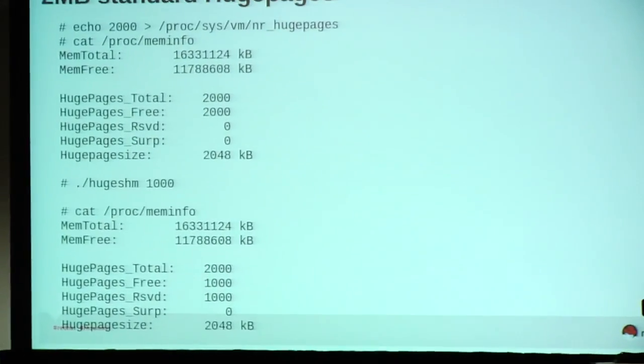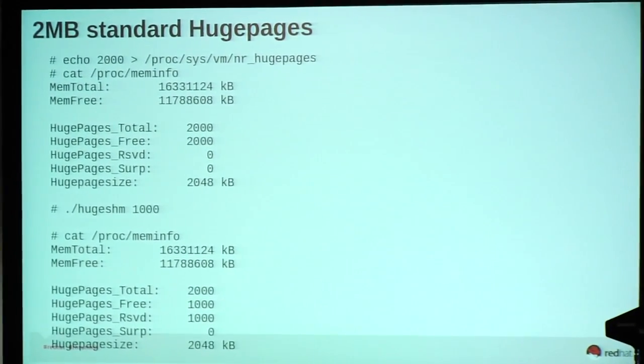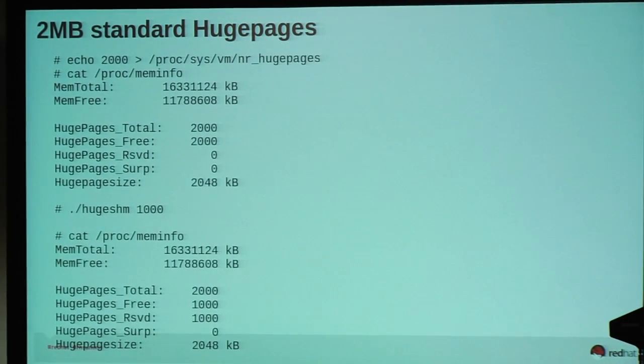So in this case right here, this is just the use of standard Hugepages for an Oracle database. I just illustrated how they're used and how you can verify that they're actually working. So I basically said I want to reserve 2,000 Hugepages by echoing 2,000 into /proc/sys/vm/nr_hugepages, and that's exactly what the database scripts do. And then I verify that they're free. I run an application that uses half of them, and you can see half of them are free, half of them are reserved, and then they're in use.